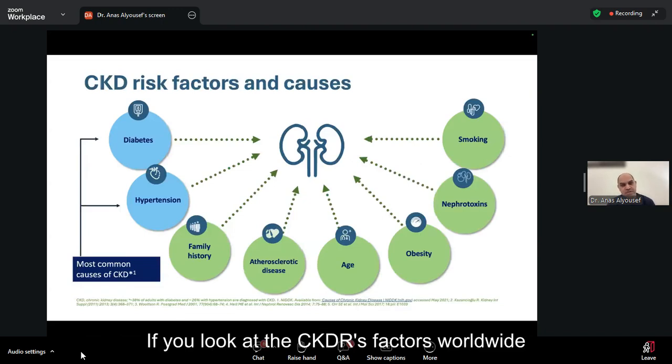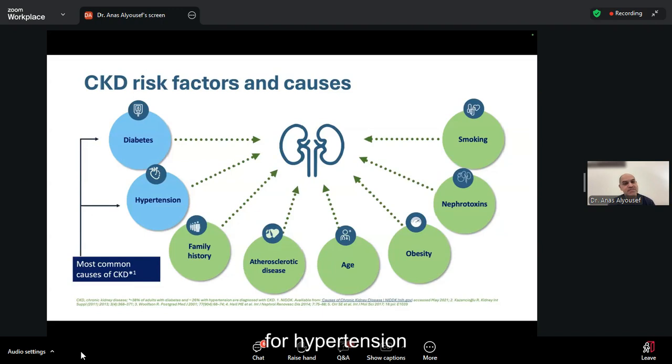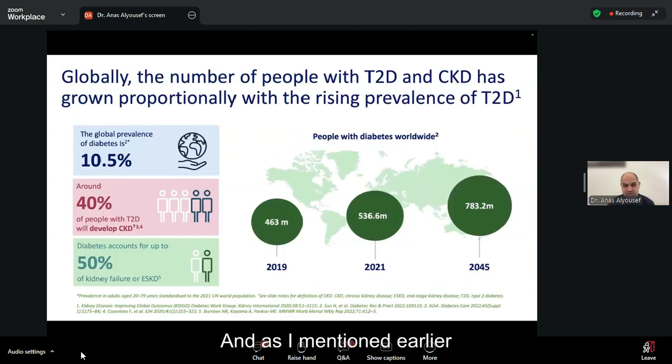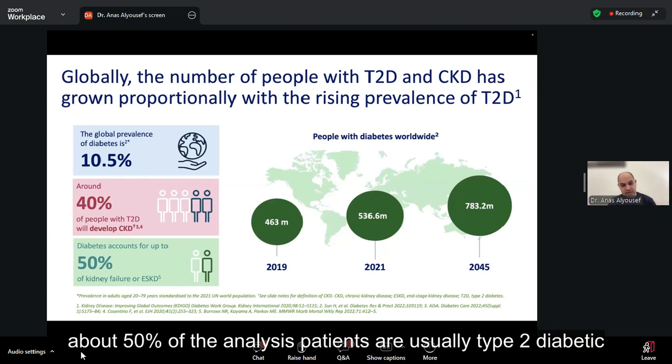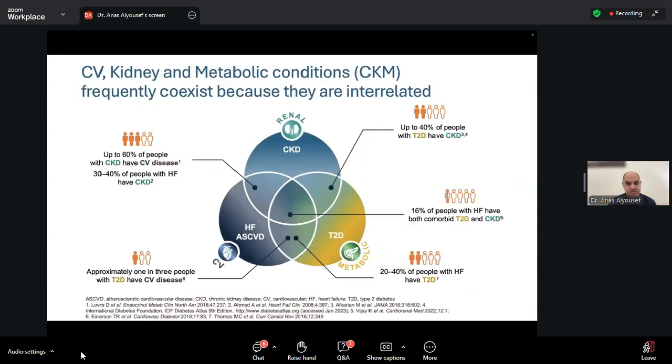If we look at the CKD risk factors worldwide, number 1 is diabetes, followed by hypertension. Then we have the other risk factors: family history of kidney disease, increasing age. Obesity is a very important risk factor. The long-term use of nephrotoxins, non-steroidals, smoking, all these are risk factors for CKD. And as I mentioned earlier, the prevalence is high, about 10 to 12%, depending on which region of the world you look at. And about 50% of dialysis patients are usually type 2 diabetic patients.